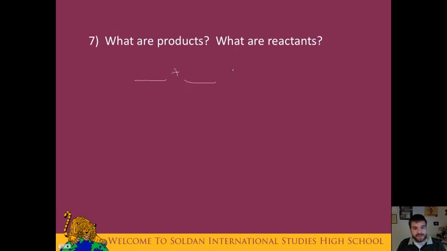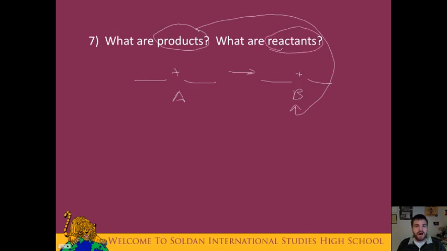Number 7, what are products? What are reactants? So let's say I have this reaction here. We'll call these A and this B. The products are what are produced, the ending stuff. The reactants are the starting ingredients, like milk, eggs, chocolate chips, flour, to make cookies as our products. 2 ways to remember this. If you can remember RIP, reactants come first, products come second. Or you can remember the arrow points to the products. Products always come last.